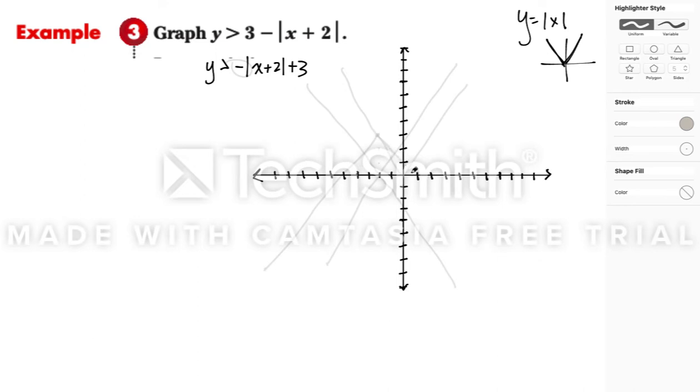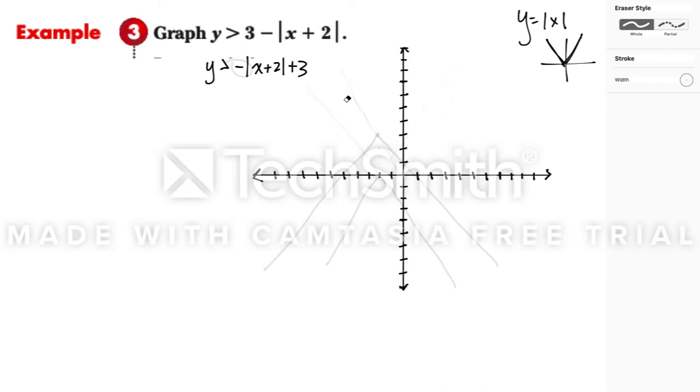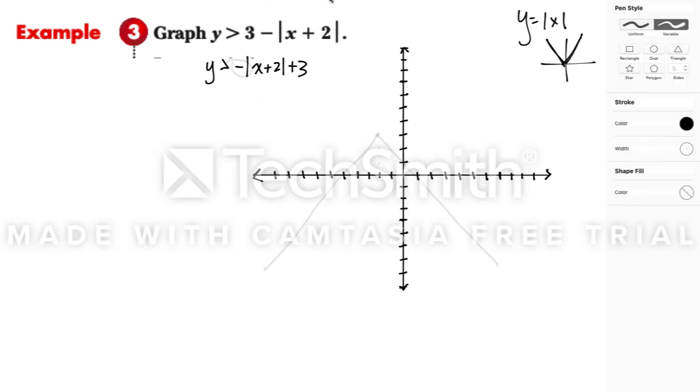And I'm going to erase all the other ones because they are no longer necessary. And so hopefully this is going to make sense. All right, so this is what we get, just without plotting points, just kind of thinking it through. And now the question is, since we're graphing this inequality, we first graph the related equation, which we just did, which is y is equal to negative the absolute value of x plus 2, plus 3.